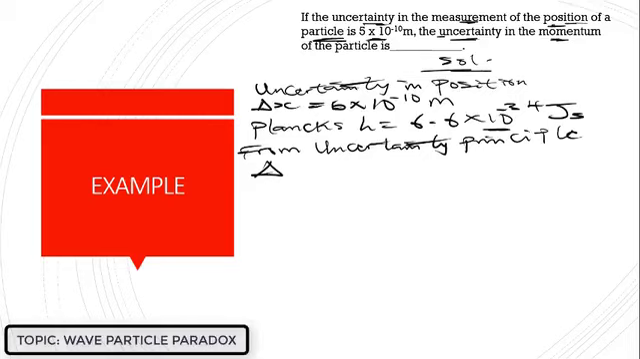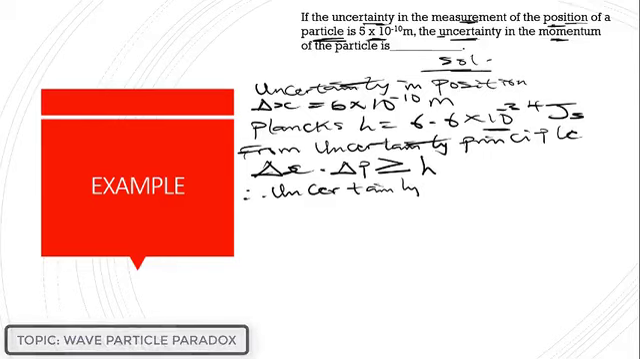we have this equation that we wrote earlier, change in x multiplied by change in momentum greater than or equal to Planck's constant. So therefore, uncertainty in momentum, which is what we're asked to calculate, means we have to make the change in p, the uncertainty in p, the subject of the equation. So when we do that, we're going to have Planck's constant, divided both sides by change in x, or uncertainty in position.